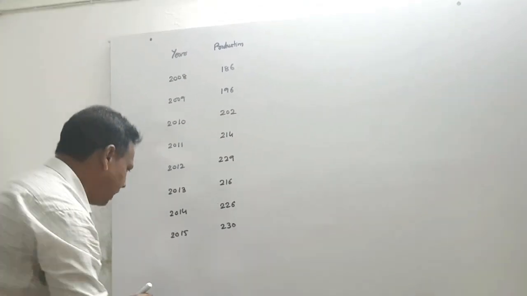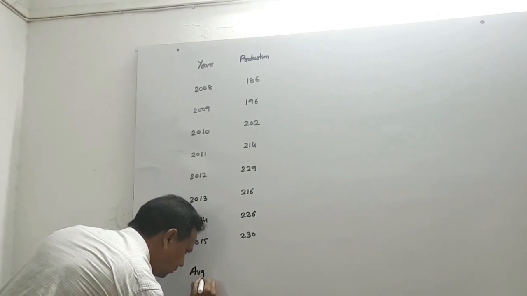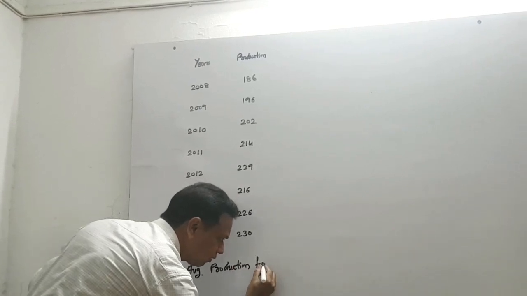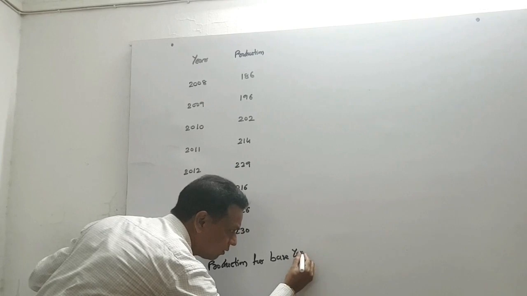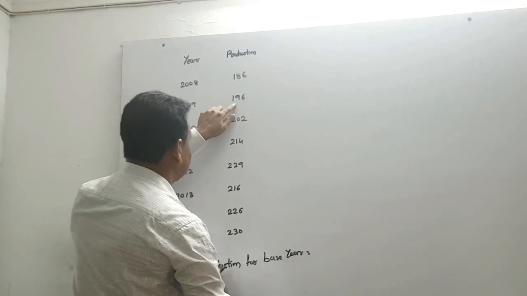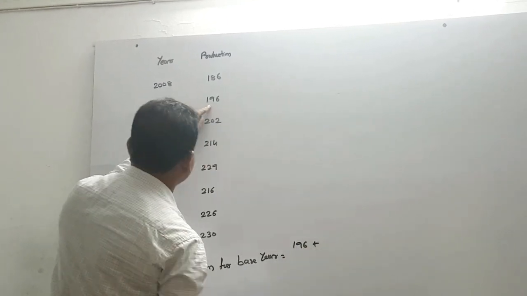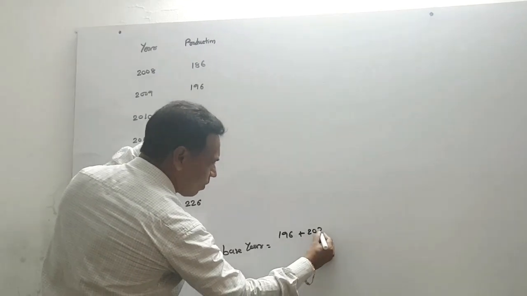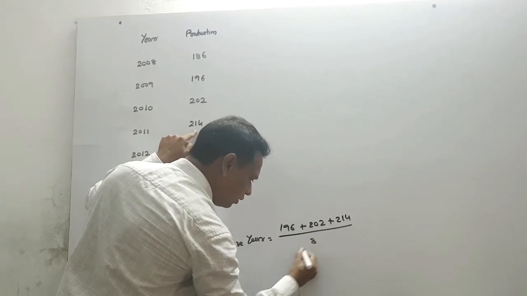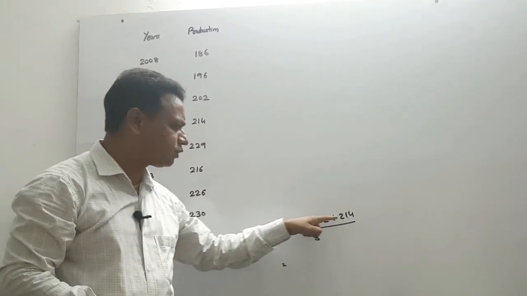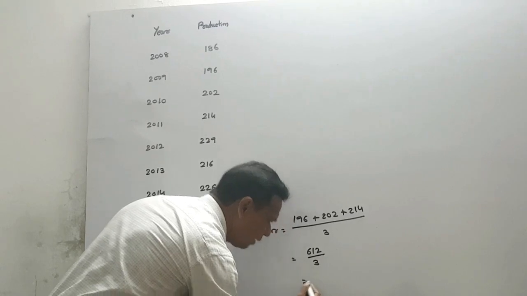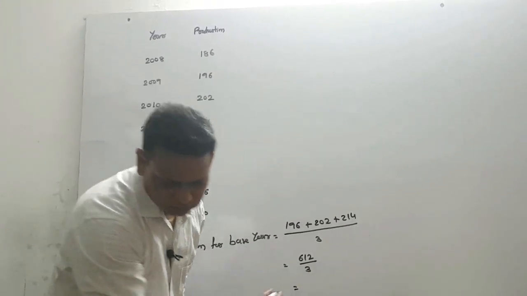So first of all, I would like to calculate the average production for the base year. Okay, so we have the production of 2009, it is 196. Production of 2010 is 202. Production of 2011 is 214. And divide by 3. Now first of all we have to find the sum of the 3 things, which is 612, divided by 3. So your answer is 204.